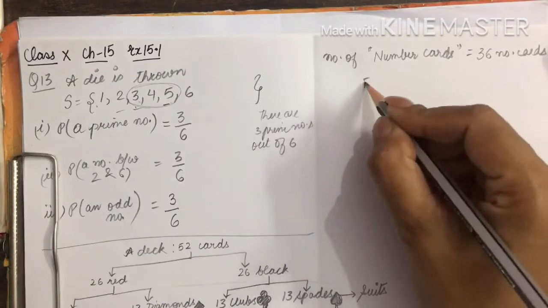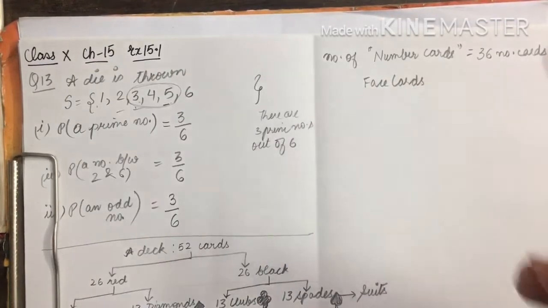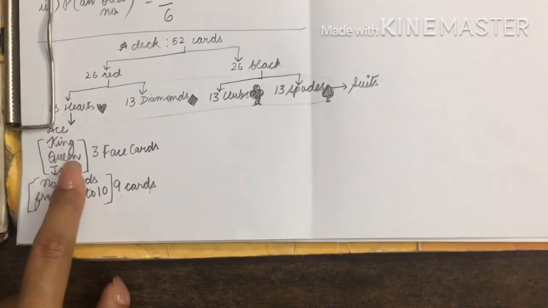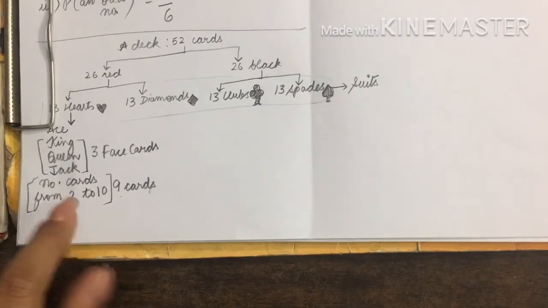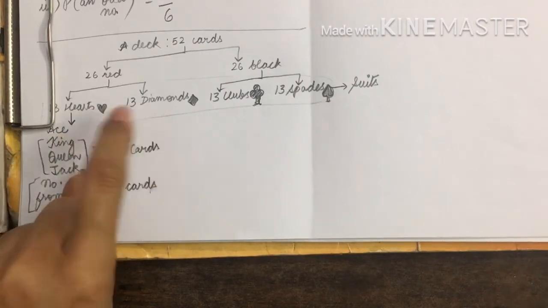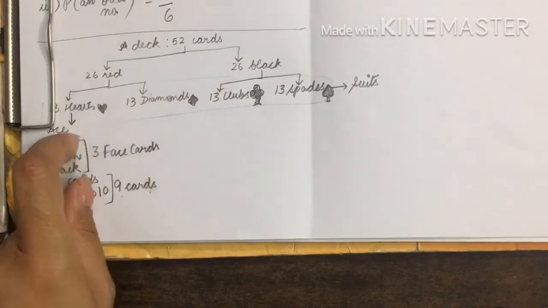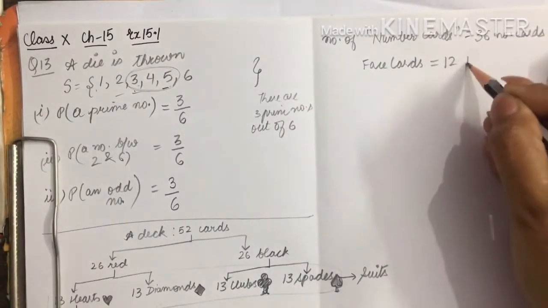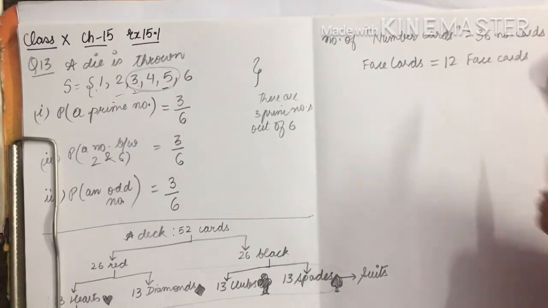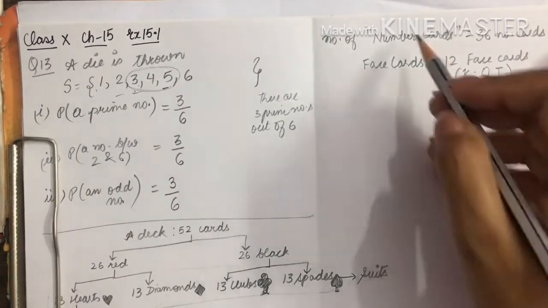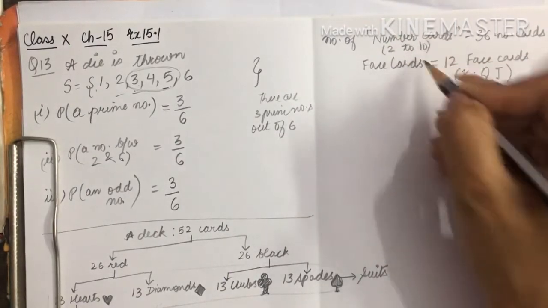Then we need to know face cards. Face cards which have pictures on them. So these are the 3 cards which have pictures on them: king, queen and jack. So 3 face cards with hearts design, 3 face cards with the diamonds design, these 3 with the clubs and these 3 with the spades. So 3, 3, 3, 3, 4 times. So how many face cards do we have? We have 12 face cards, and these include king, queen and jack. The number cards include 2 to 10.